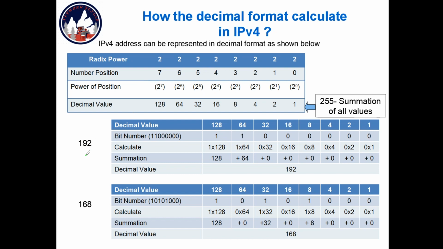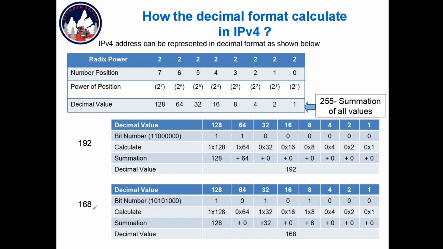Take the sample example of two values, 192 and 168. For 192, the binary number is 1 1 and the remaining bits are 0. Here the positions are represented as 1 times 128, which equals 128, then 1 times 64, which is 64. Then 32 times 0, and multiplying anything by 0 is 0, so the remaining bits are 0. So 128 plus 64 equals 192.